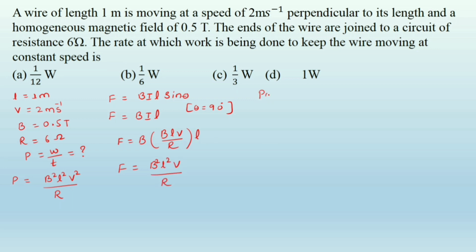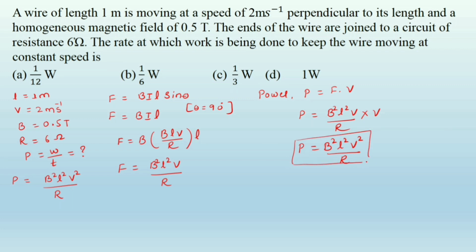So we want power. Power is given by the relation P equal to F into V. So magnetic force is B square L square V divided by R, into V. So we got the equation B square L square V square divided by R. So if you know the equation, then directly you can substitute the values. If you don't know this relation, then you can choose magnetic force, right?